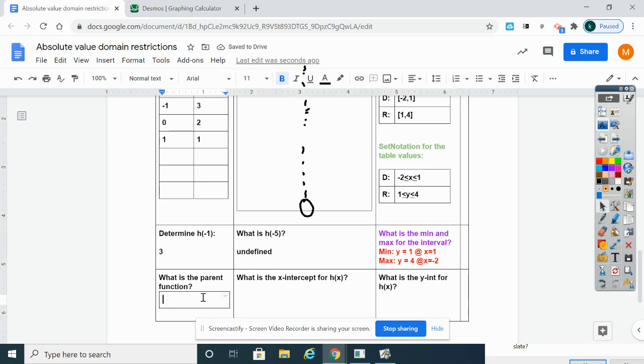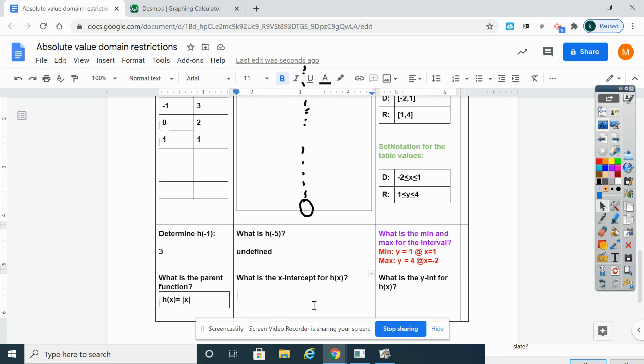Parent function, remember the parent function is always f or an h or g, whatever you want to put. F of x is equal to the absolute value of x. You just rewrite it with no numbers. If you want it to match letters, go ahead and call it h, call it g, whatever you want to do, but just make sure it's only got the absolute value in the x.